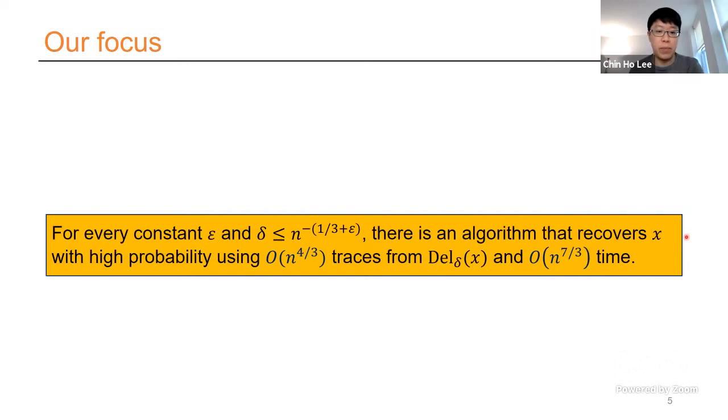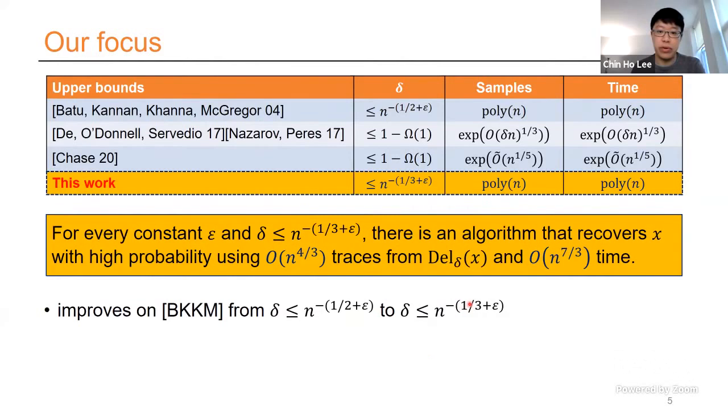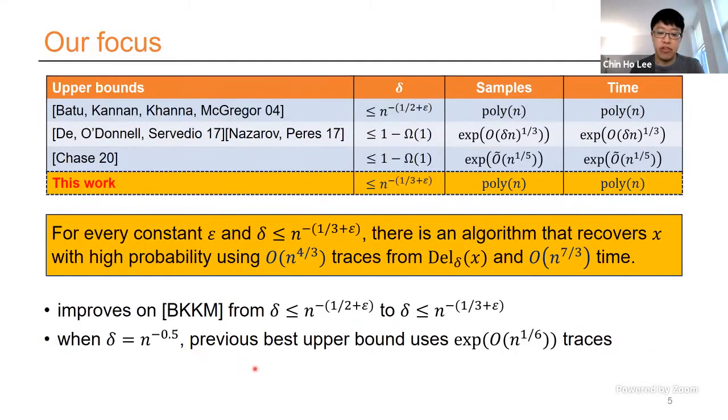Okay. So this work improves the exponent of 1/2 in the work by BKKM to 1/3 in terms of deletion rates that you can handle. Maybe you may think that this improvement is not too much, but note that when the deletion rate is, say, 1/√n, the previous best upper bound uses exponential in n^(1/3) traces. And we believe our approach could actually work for larger deletion rate delta, say 1/poly(n) deletion rate.